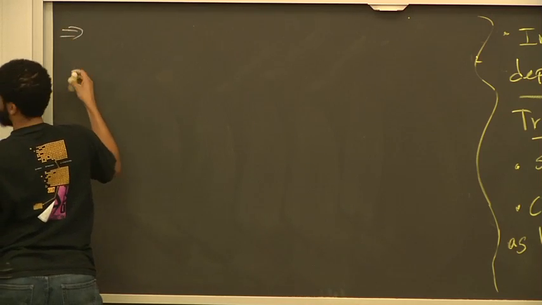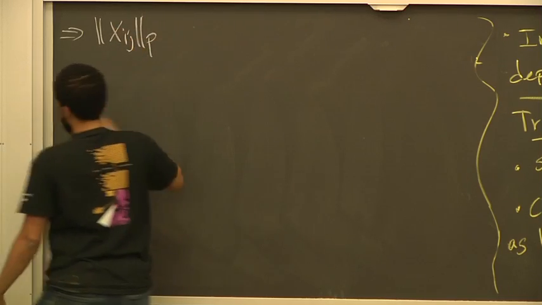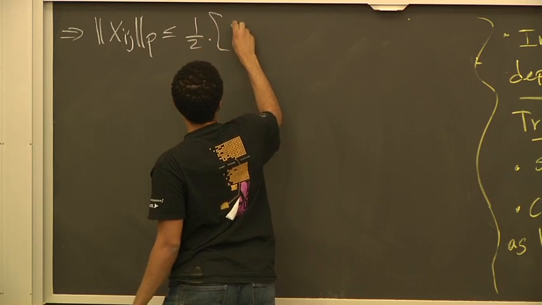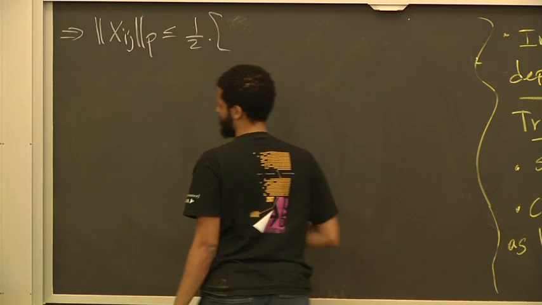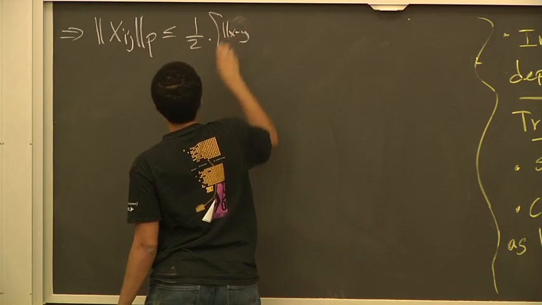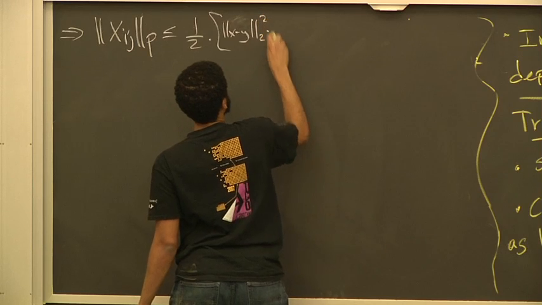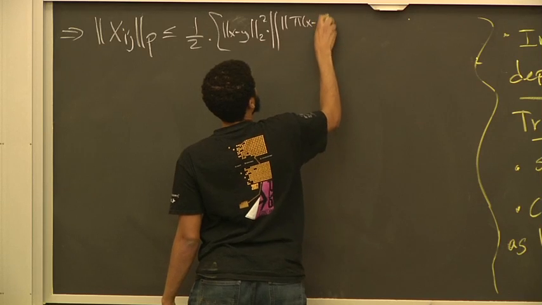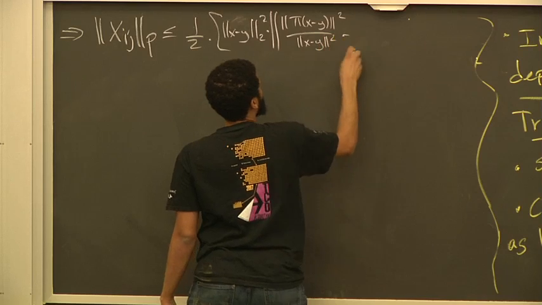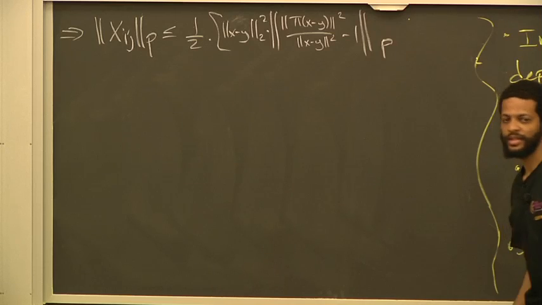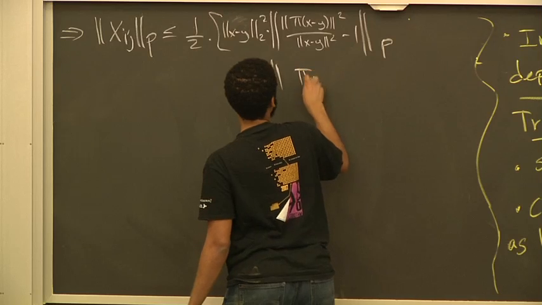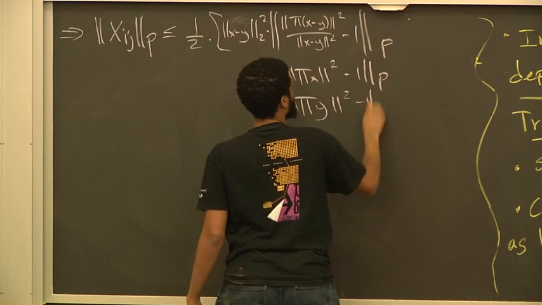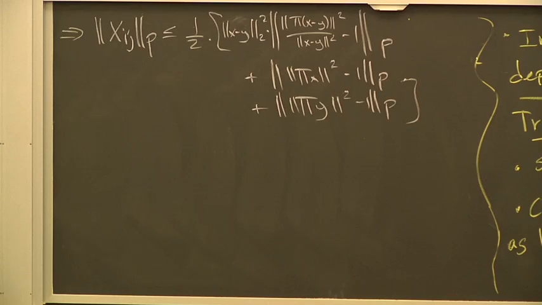This implies that the p norm of x_ij is at most 1/2 times, let me write it out, the p norm of ||x - y||_2^2 times (||Πx - Πy||_2^2 / ||x - y||_2^2 - 1), plus the p norm of (||Πx||_2^2 - 1), plus the p norm of (||Πy||_2^2 - 1). Right, this is the triangle inequality.